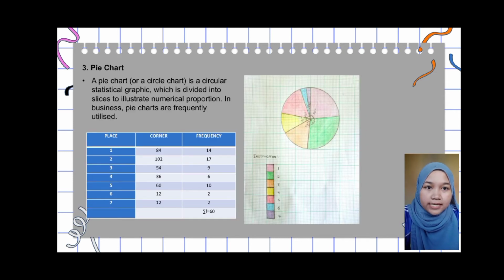The third one is the pie chart. A pie chart is a circular statistical graphic which is divided into slices to illustrate numerical proportion. In business, pie charts are frequently utilized. We use a pie chart to refer to a place.